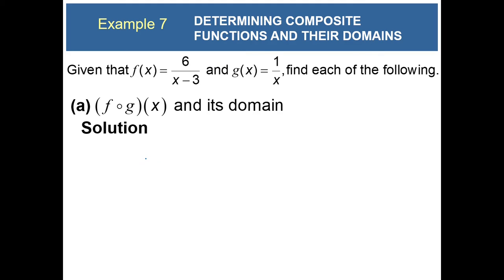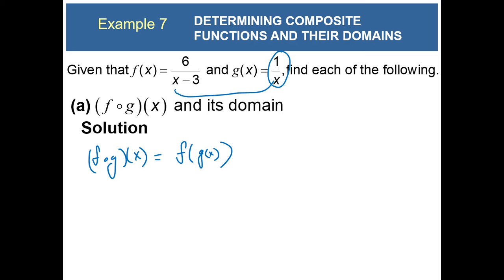Example 7, given that f of x equals 6 over x minus 3 and g of x equals 1 over x, find each of the following. Part A, f of g of x and its domain. We know that f of g of x, by definition, is f of g of x, which means I need to take the function g and plug that into the function f.